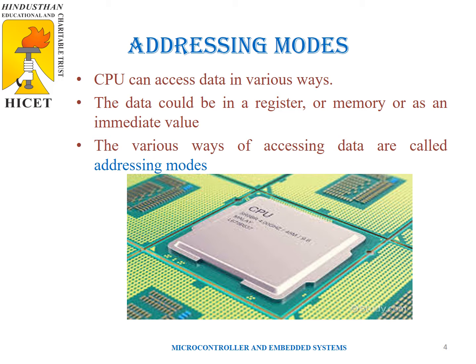Let's see the definition of addressing modes. The CPU can access the data in various ways. The data could be in a register or memory, or it acts as an immediate value. The various ways of accessing the data, which could be in a register or memory or an immediate value, are said to be addressing modes.